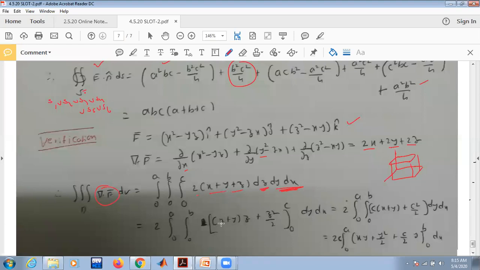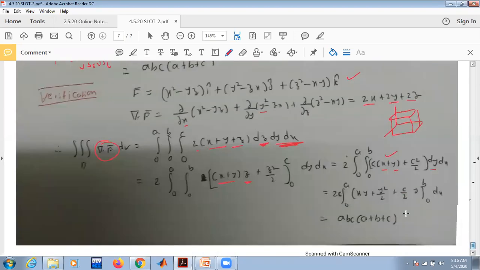So the integration of x plus y is x plus y into z, plus the integration of z is z square by 2. So this 2 is taken outside. You have to substitute the limits in place of z from 0 to c. When I substitute this, x plus y into c plus c square by 2, dy dx. Now it is just a double integral involving two variables x and y. So integrate with respect to y. When you are integrating with respect to y, this c is taken outside. Integration of x with respect to y is xy, plus the integration of y is y square by 2.